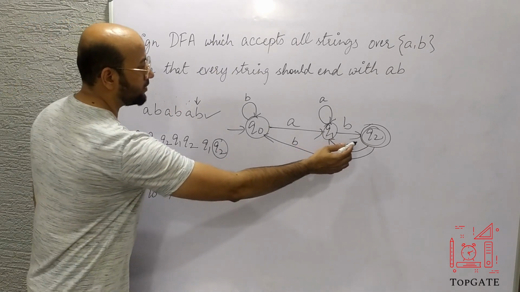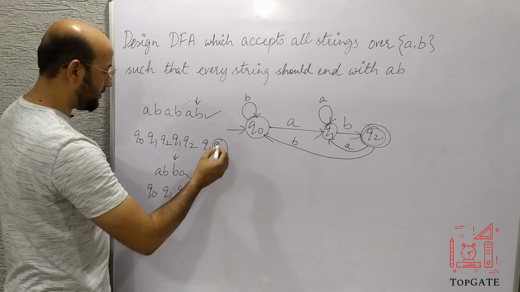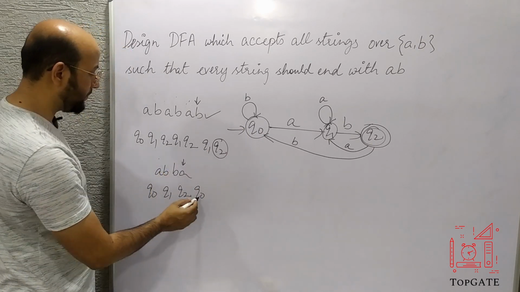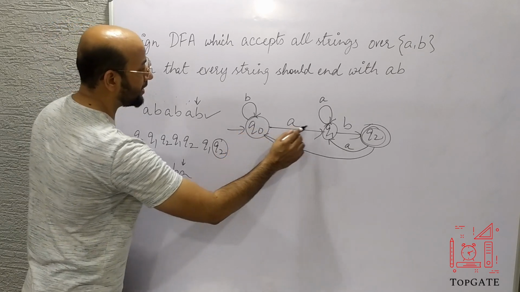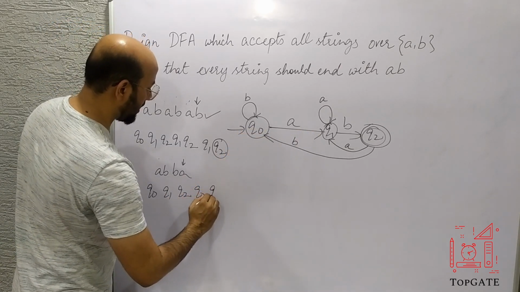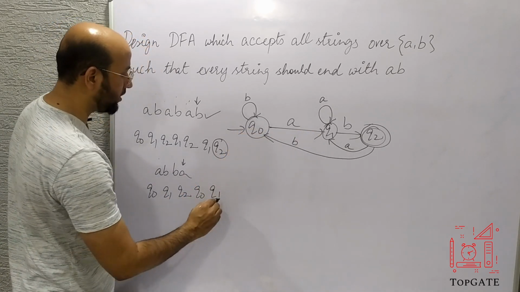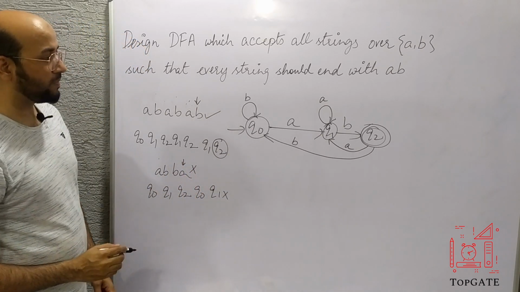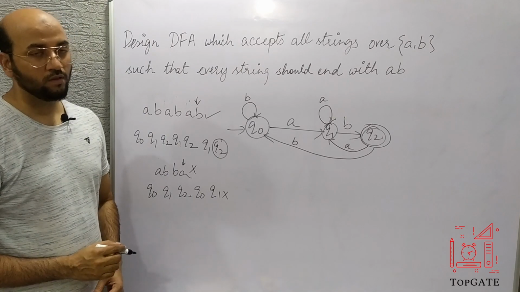Q2 B applied, I again came to Q0, pointer moves on to the next symbol. At Q0 A applied, I move to state Q1, which is not my final state. Therefore this string got rejected by this DFA. Okay, thank you so much.